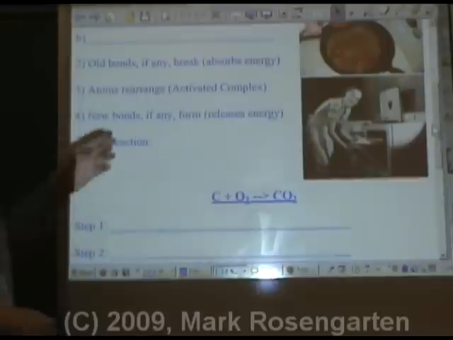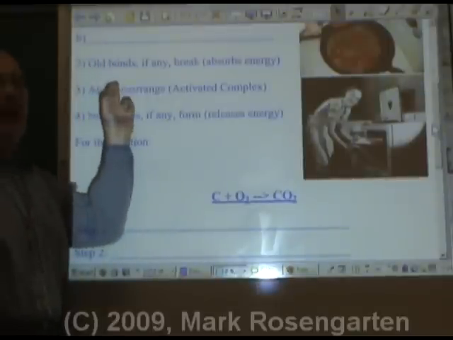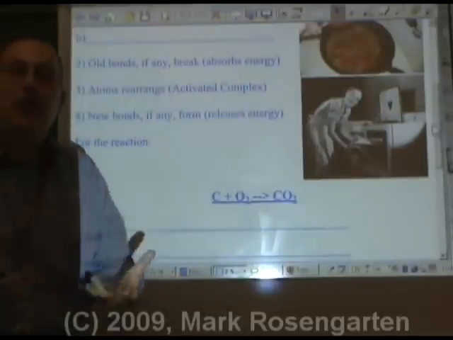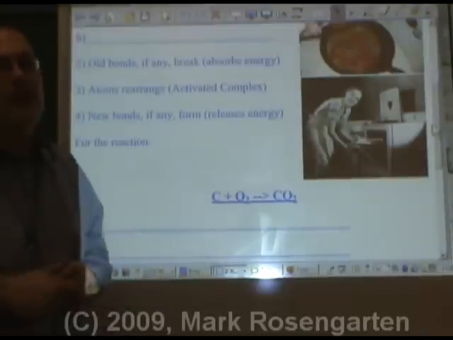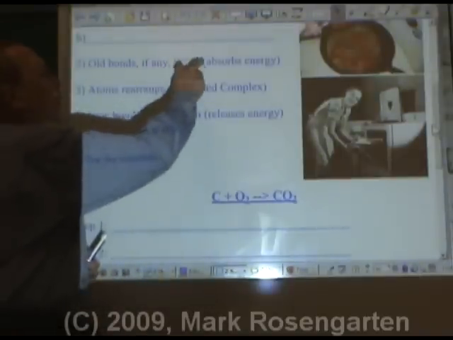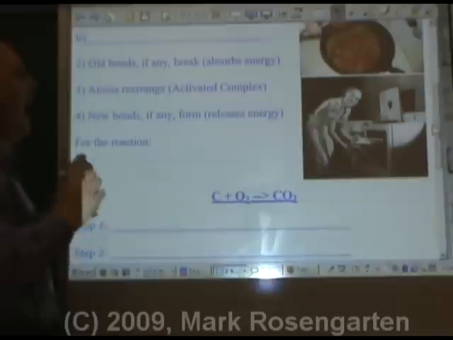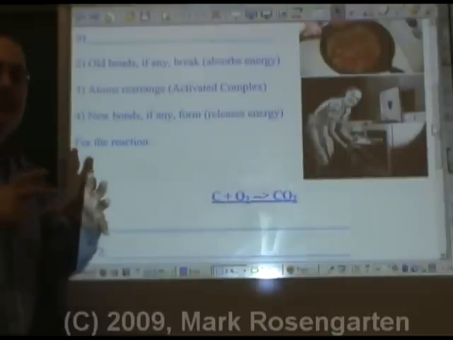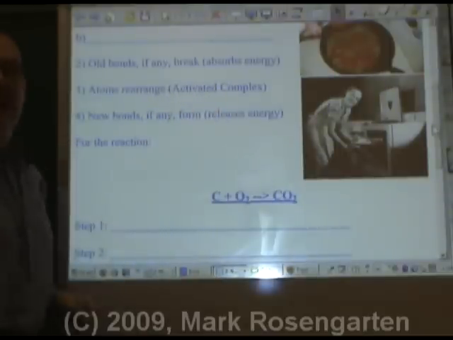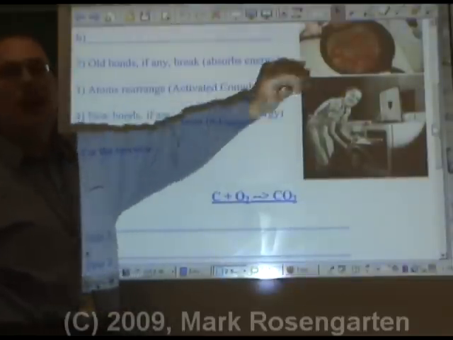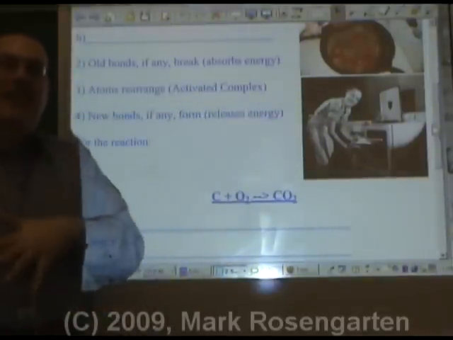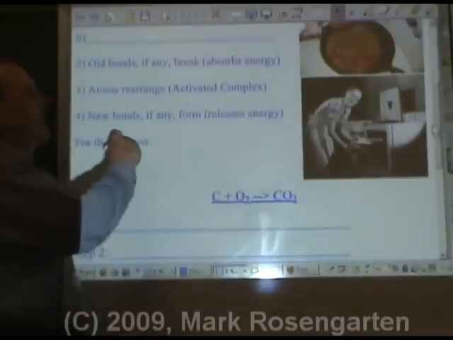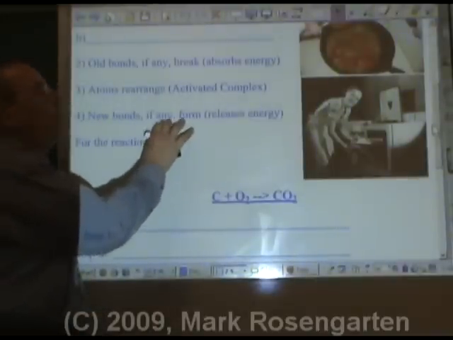That's your first step. The second step is, any old bonds, if there are any, are going to break. This absorbs energy, the energy you just put into it, the activation energy. That energy goes into breaking old bonds, if there are any. After any old bonds have broken, the atoms will rearrange to form a temporary substance called an activated complex. It's kind of like what's in the oven in the middle of the process. It's not quite done, it's not quite started, it's somewhere in the middle. Activated complex.